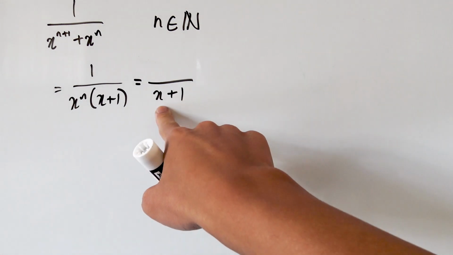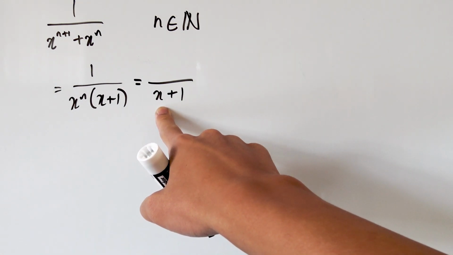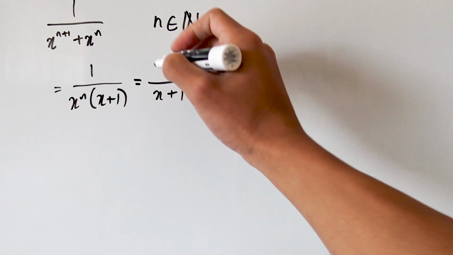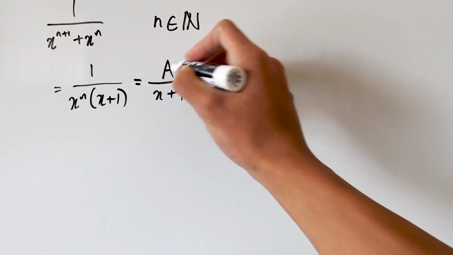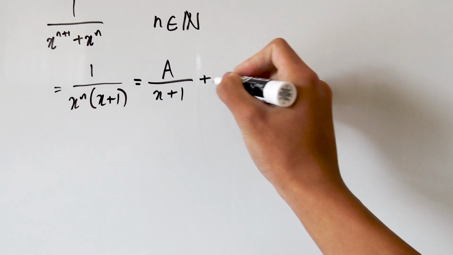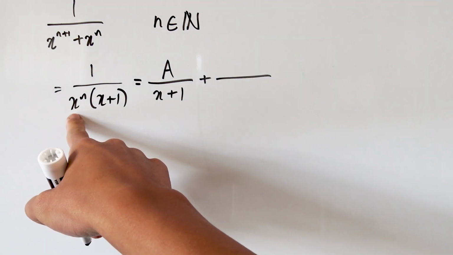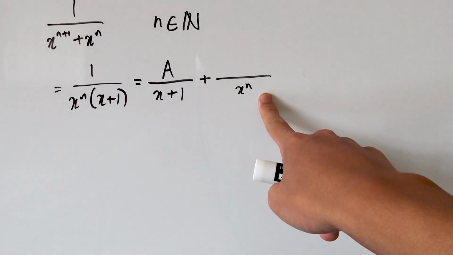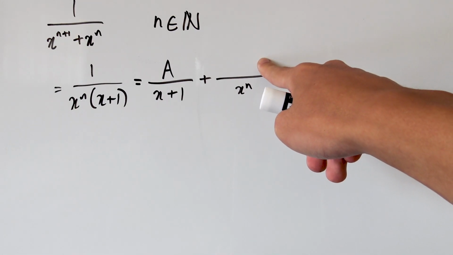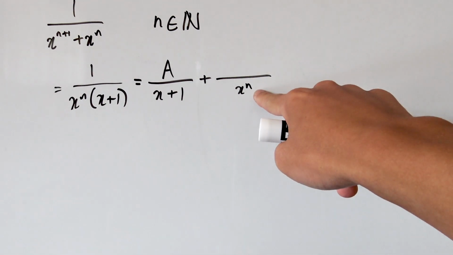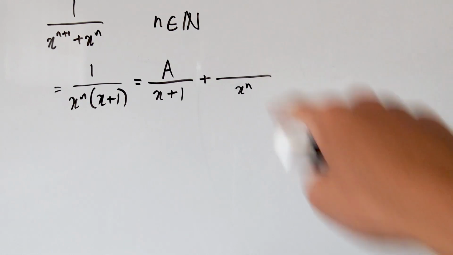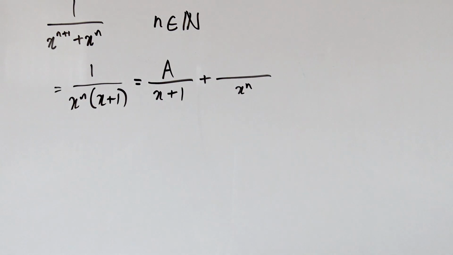Notice this polynomial down here has a degree of 1. That means the polynomial on the top has to have a degree of 0, which is just a constant. So let's call it a. And we want to add this with another fraction with our other factor, x to the n, as a denominator. But the problem with this is that we don't know how many terms we need on the top here, because if we have a polynomial of degree n down here, that means the polynomial on the top has to have a degree of n minus 1. So we don't really know how many terms there are.